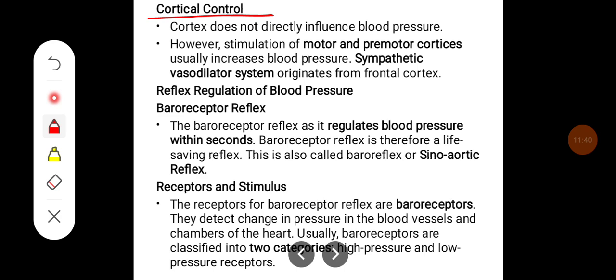Cortical control. The cortex does not directly influence the blood pressure. However, stimulation of the motor and premotor cortices usually increases the blood pressure. The sympathetic vasodilator system originates from the frontal cortex.